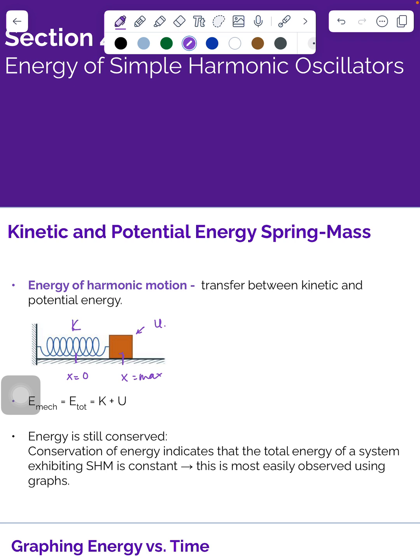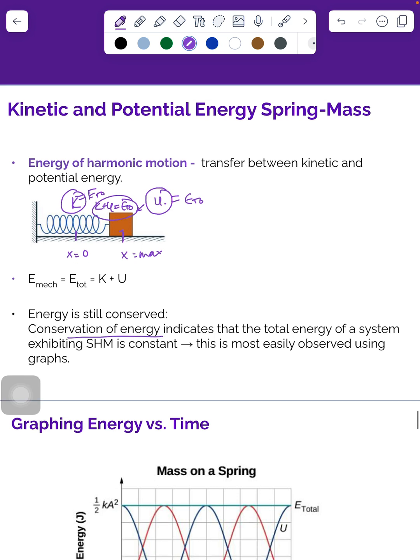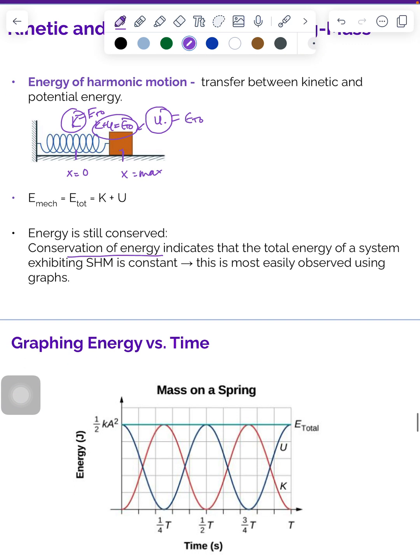This would be all potential, all kinetic, and anywhere in between here, K plus U would have to equal E total. So this would be equal to E total here, this would be equal to E total here, and in between you'd have to add them together. So any energy should still be conserved, which just basically means when we're adding these together, we should get a total at any time of the two added together.